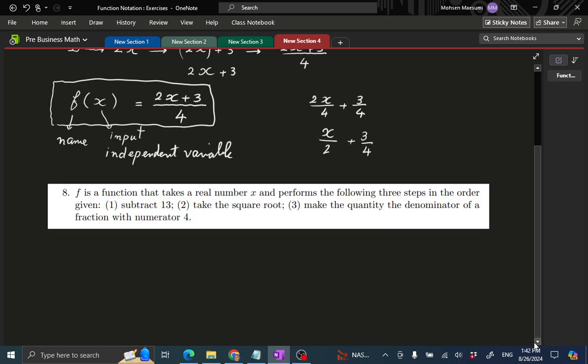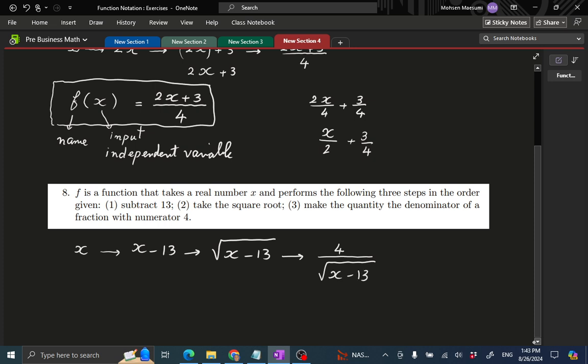So we start with our input, which is called x. Again, that's tradition in mathematics. It can be anything. Subtract 13. So the next step is to take that and subtract 13 from it. The next step is to take the square root of whatever we had at the last stage. The next step is to take that and make it the denominator of a fraction where the numerator is 4.